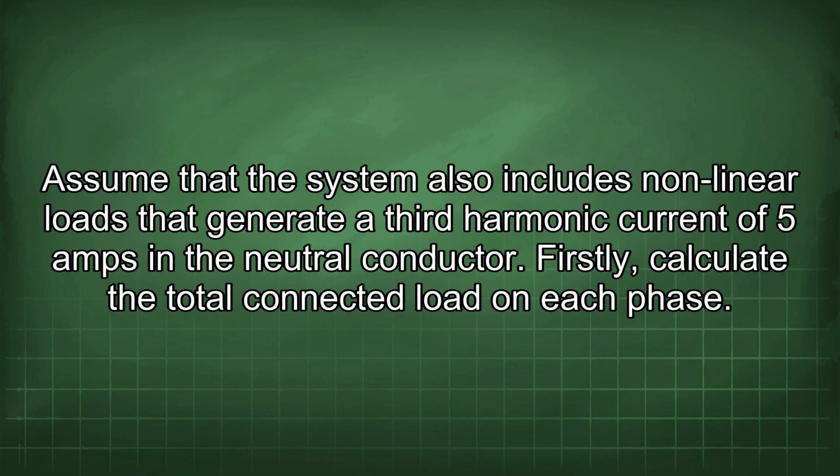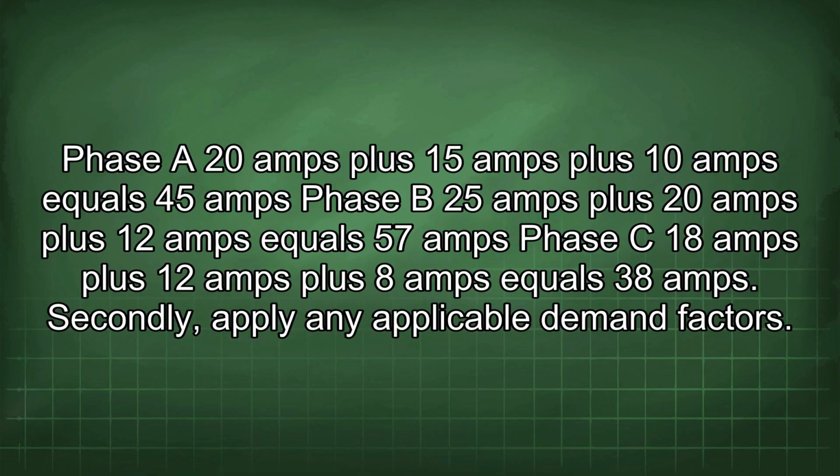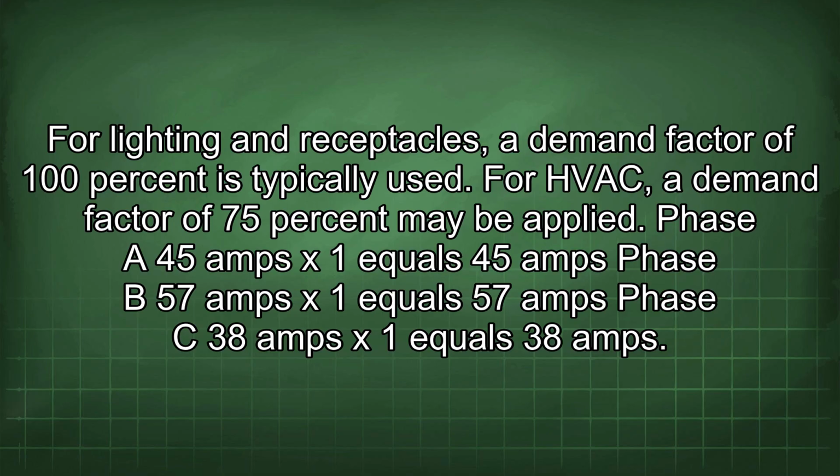conductor. Firstly, calculate the total connected load on each phase. Phase A: 20 amps plus 15 amps plus 10 amps equals 45 amps. Phase B: 25 amps plus 20 amps plus 12 amps equals 57 amps. Phase C: 18 amps plus 12 amps plus 8 amps equals 38 amps. Secondly, apply any applicable demand factors. For lighting and receptacles, a demand factor of 100% is typically used. For HVAC, a demand factor of 75% may be applied.